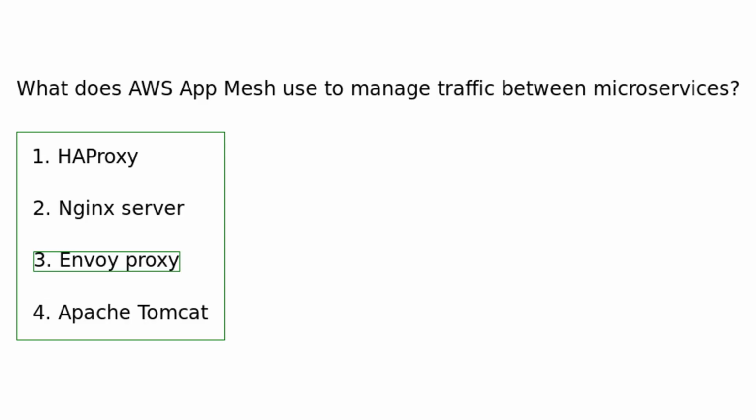AWS App Mesh utilizes the Envoy proxy to manage traffic between microservices, providing features like service discovery and load balancing.